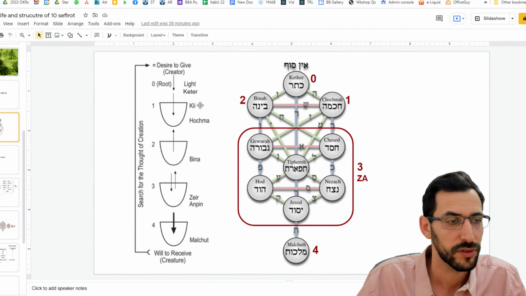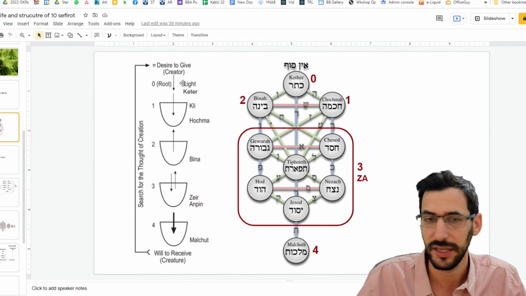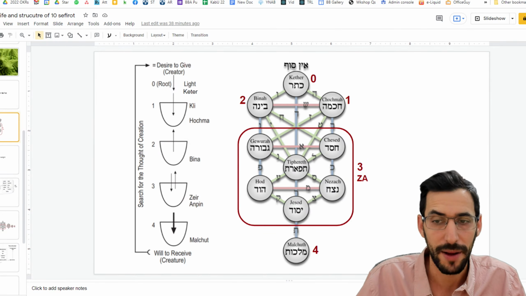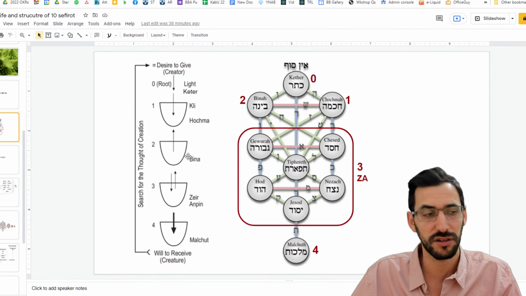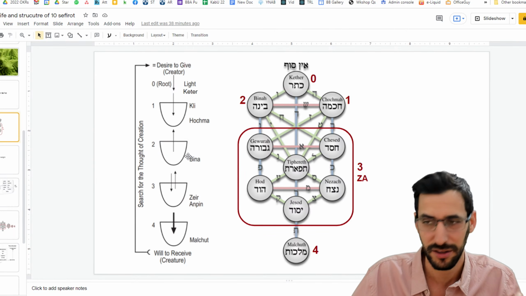So as you remember from the four phases, Kli is Hochma, light is Keter, meaning everything, the thought, the Kli. The Hochma is the purpose, and Bina is the correction. So Bina, the correction, wants to give. That's the correction. It's not yet the implementation of correction, it's the idea of correction.